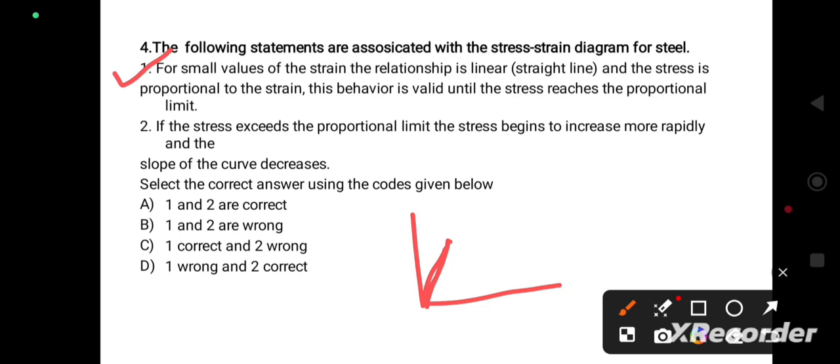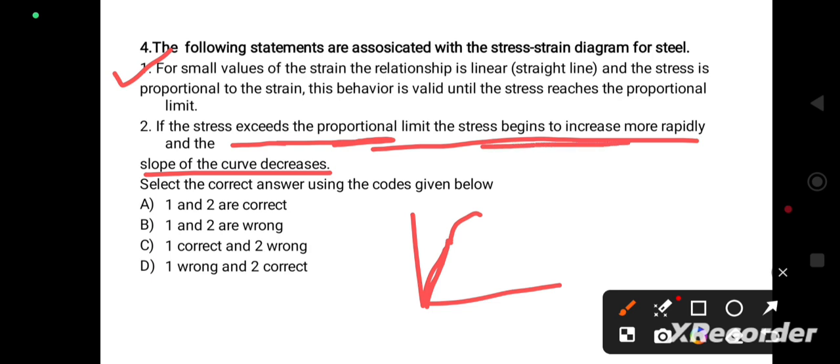For statement 2, what happens if the stress exceeds the proportionality limit? The stress begins to increase more rapidly and the slope of the curve decreases. So both statements are right, because after exceeding the proportionality limit the stress begins to increase more rapidly and the slope of the curve decreases.